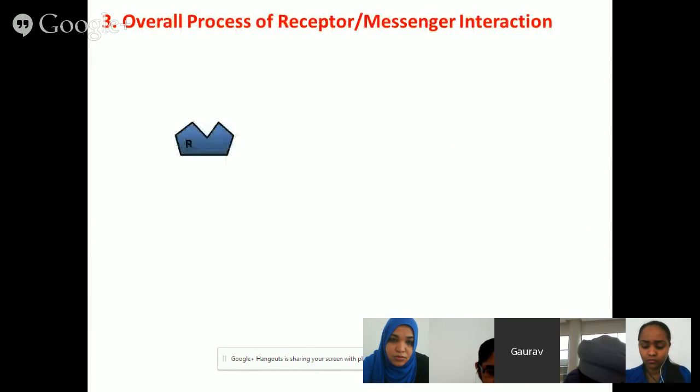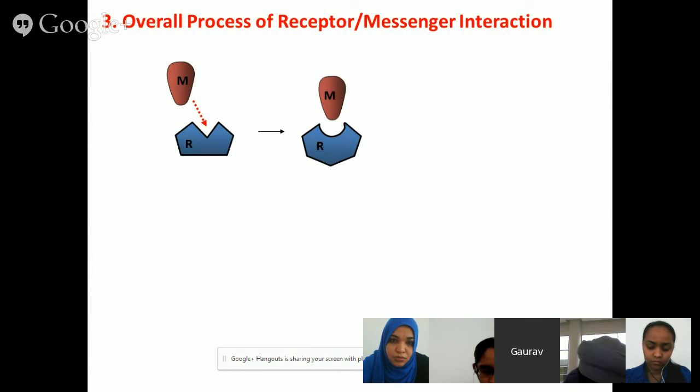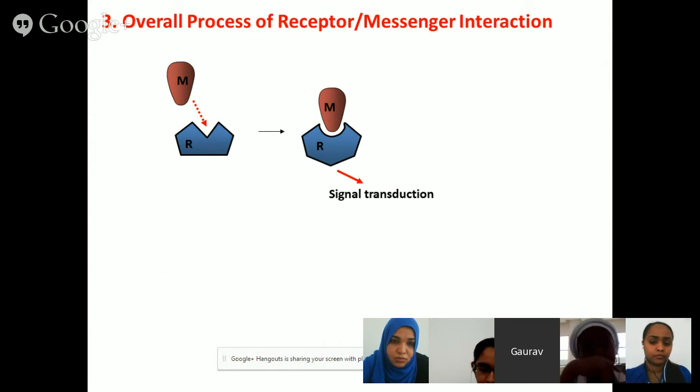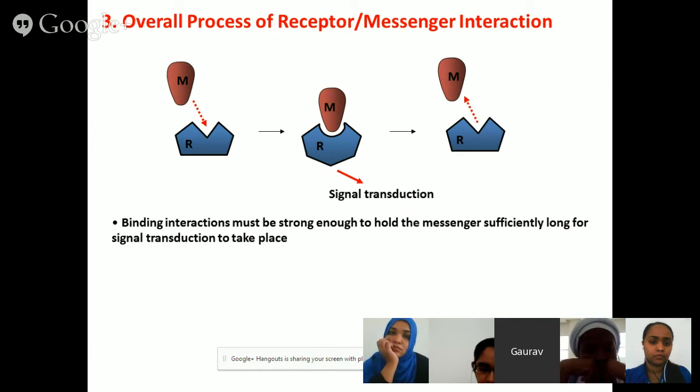Next, here they are showing the overall process of receptor and messenger interactions. When the messengers bind on the binding site of the receptors, the receptor's binding site slightly changes its shape due to the induced fit. So the messengers can easily bind with the receptors and pass their signals inside a cell. And after passing their signals, they can easily release from the receptor binding site.